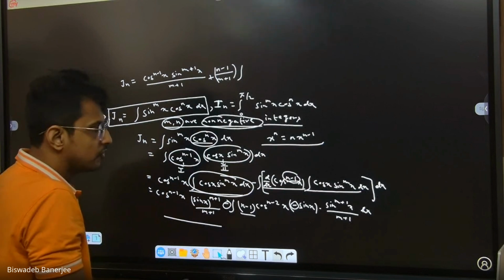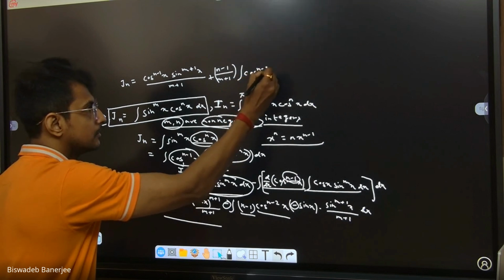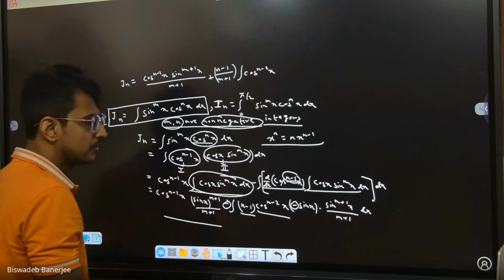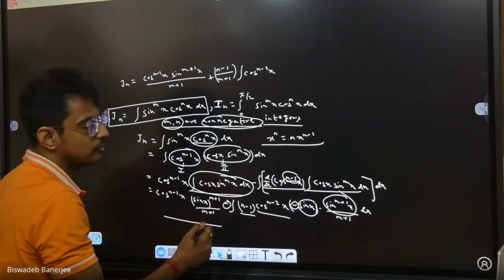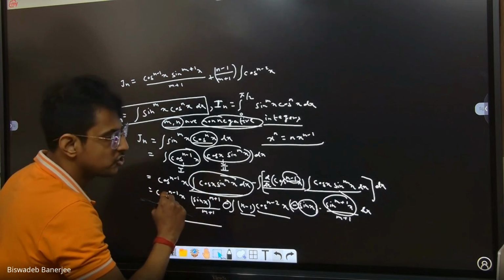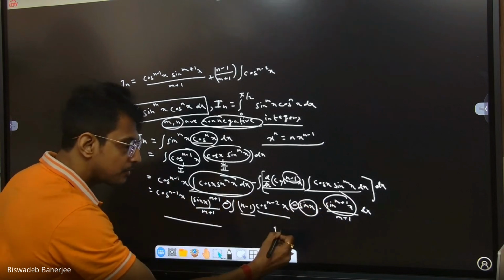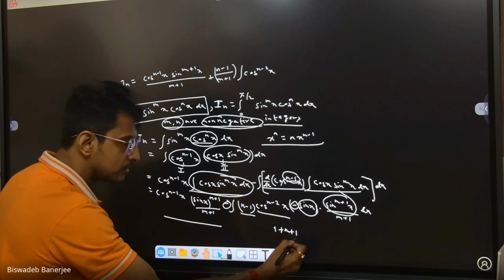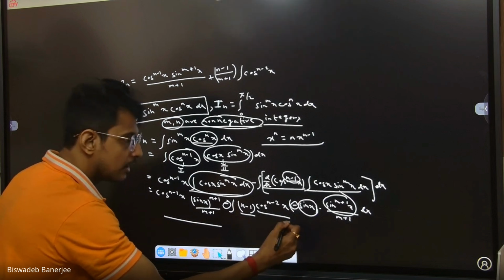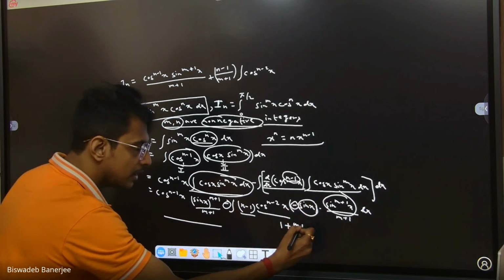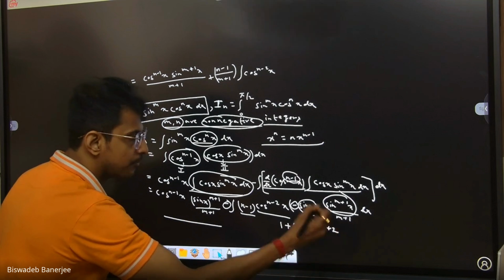We are left with cos to the power n minus 2 x. Then sin x into sin to the power m plus 1. What is the multiplication? Here the power of sin x is 1, and here the power of sin x is m plus 1. So 1 plus m plus 1 gives you m plus 2.